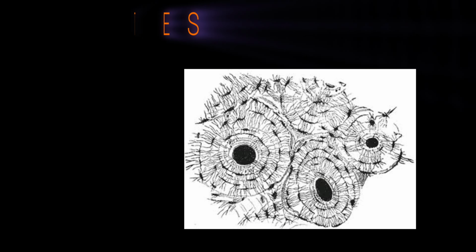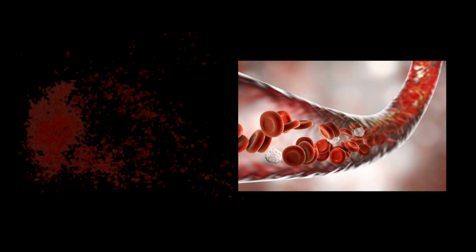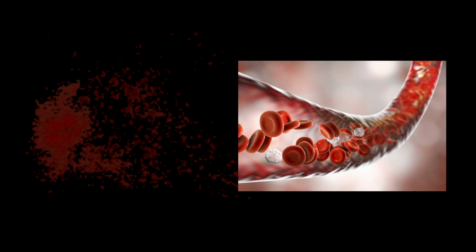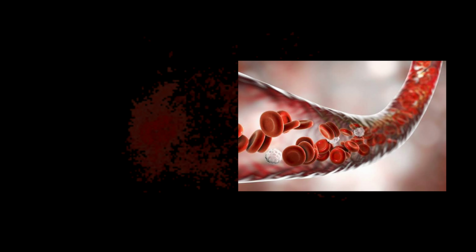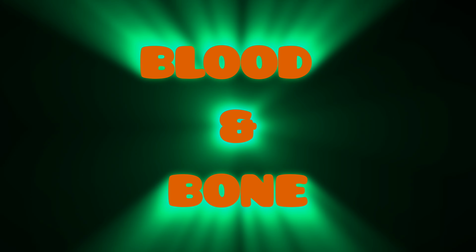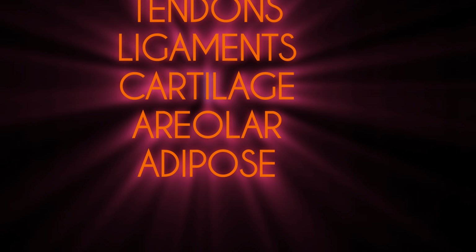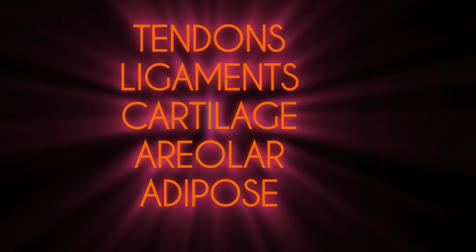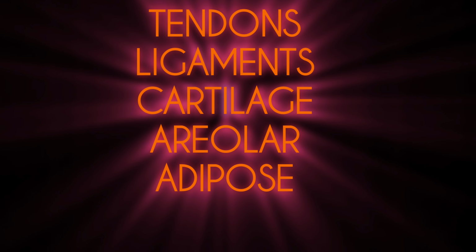Matrix of the blood is in fluid state, which is called plasma. It is composed of water, proteins, hormones, and salts. The matrix of the bone is hard, which is made up of calcium and phosphorus compounds. This is all about blood and bone. Now let us learn about tendons, ligaments, cartilage, areolar, adipose tissue.